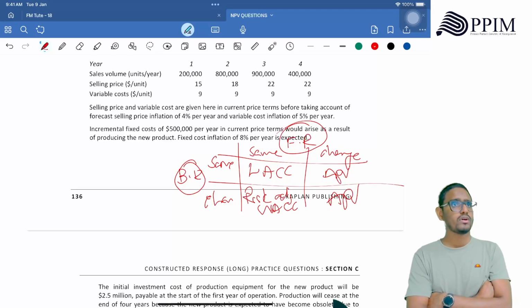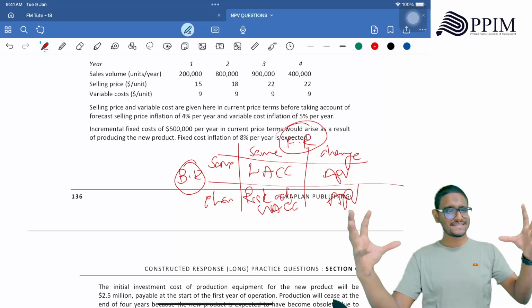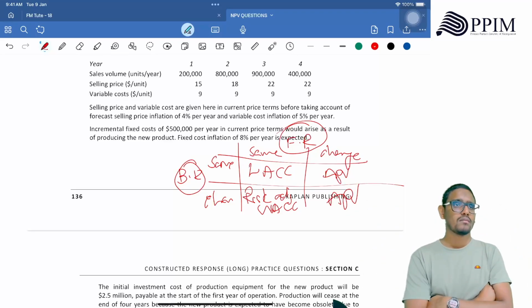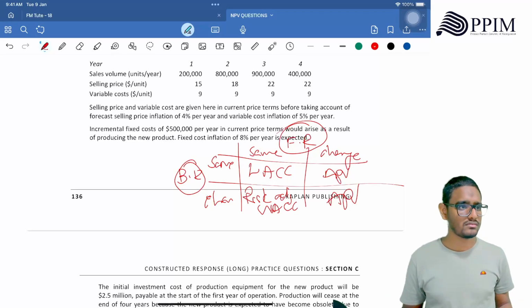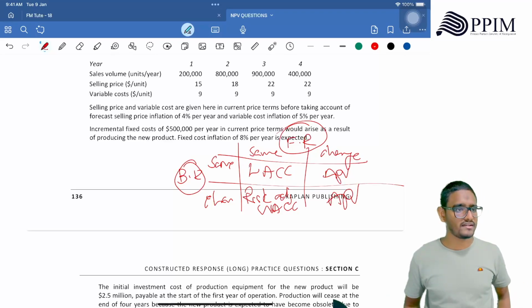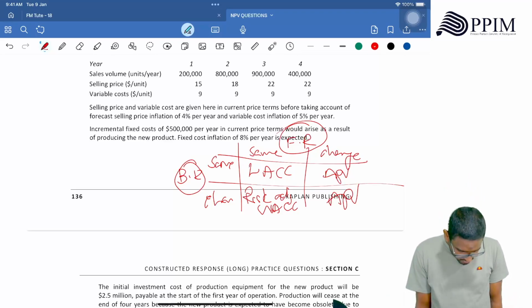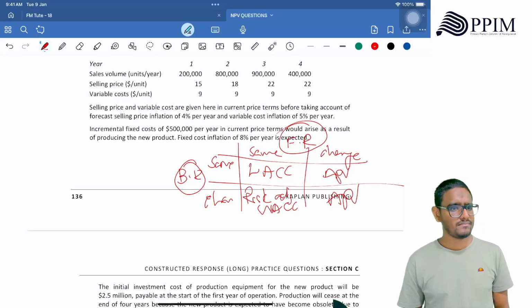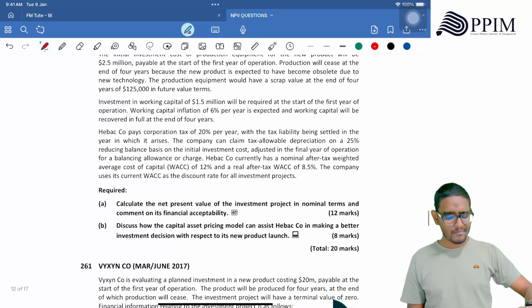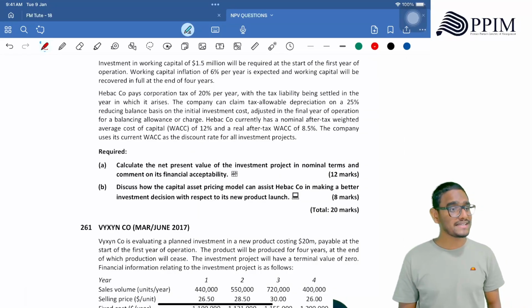Now, whenever you have this matrix in mind, it becomes very easy. Now they have changed the business operations. The moment I read that sentence, this came to my mind, but I didn't want to tell you because we can discuss it in section B. So now, risk adjusted WACC. Now they're asking you, how will CAPM help you make a better investment decision?